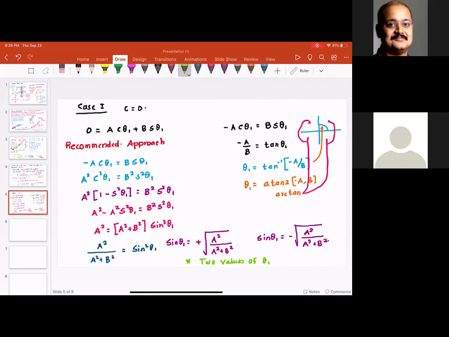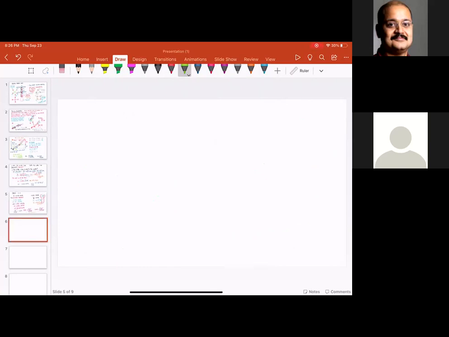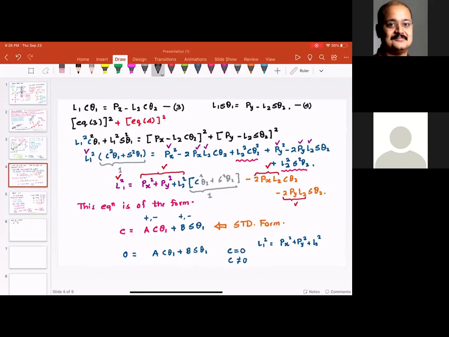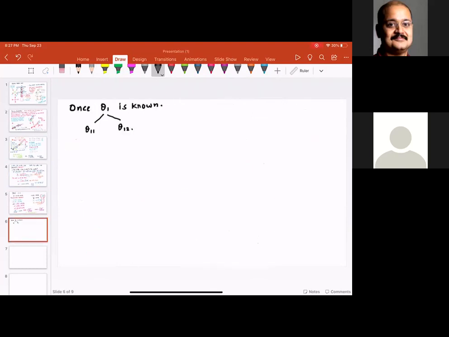Now, the problem doesn't end here. So now you got two values of theta 1. Once theta 1 is known, we can find values of theta 2. Since I'm going to have two values of theta 1, once theta 1 is known, please note I have an equation for theta 2. I can use equation 3 or equation 4 to find theta 2.